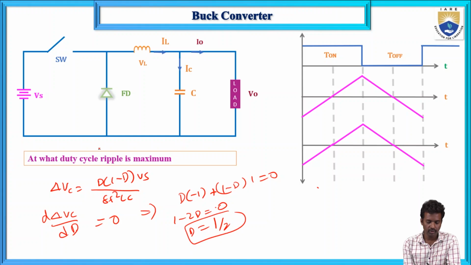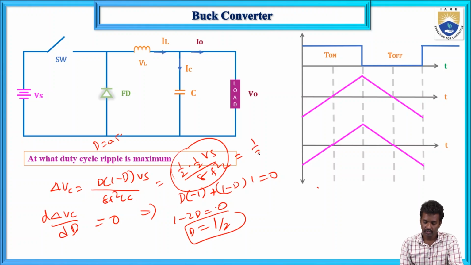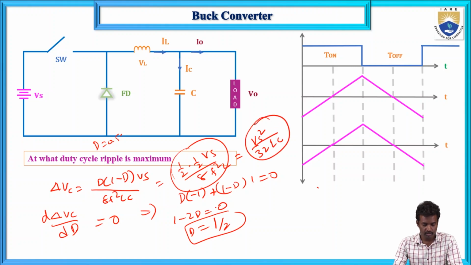At duty cycle D equals 0.5, the voltage ripple in the capacitor is maximum. That value equals 1 by 2 into 1 by 2 into Vs by 8F square LC, which equals 1 by 32 into Vs divided by F square LC. When the ripple is maximum, the voltage ripple is this much.